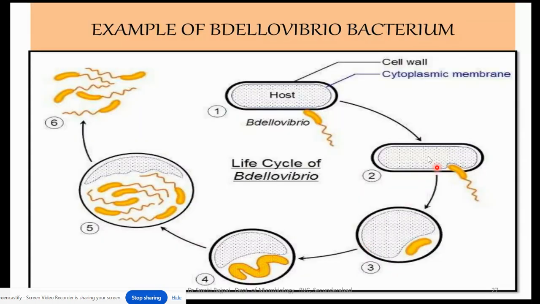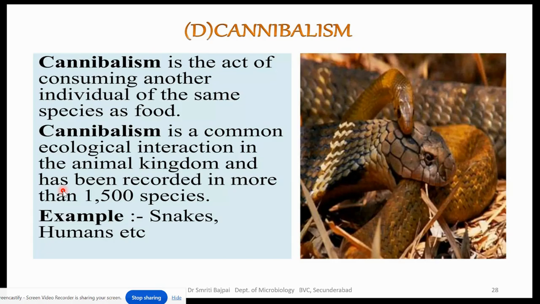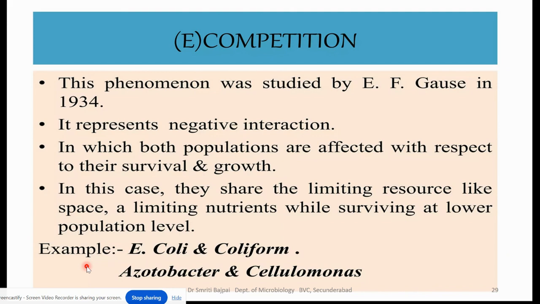Here you can see the Bdellovibrio bacteria on the host. It is boring the cell wall, and then it makes a larger number of copies, and after lysis they come out. This is predation. Now, cannibalism is the act of consuming another individual of the same species as food. Examples are humans and snakes.